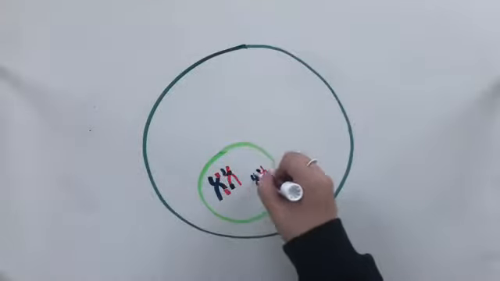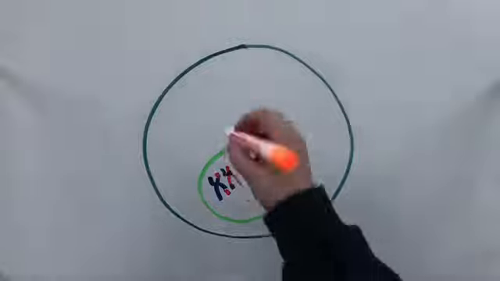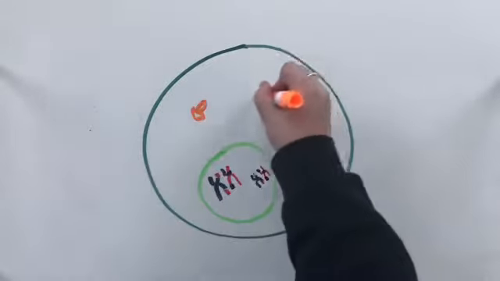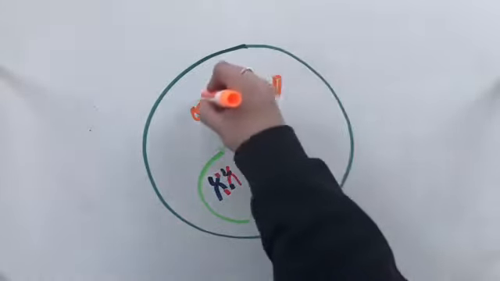Also in this phase, the nuclear envelope begins to break down around the chromosomes, and the centrioles should almost be at the opposite poles of the cell.